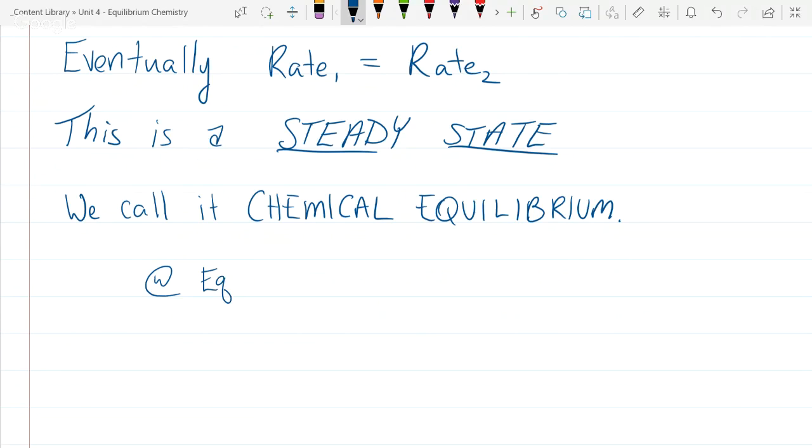So at equilibrium, the forward rate of a reaction equals the reverse rate of a reaction. On Monday, we're going to learn mathematically how to turn our rate laws into equilibrium equations. But not today. Today, you've got the remaining 25 minutes of class.